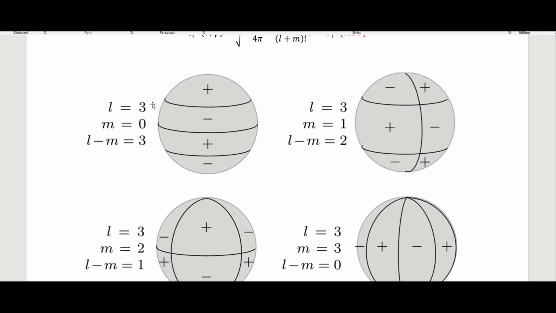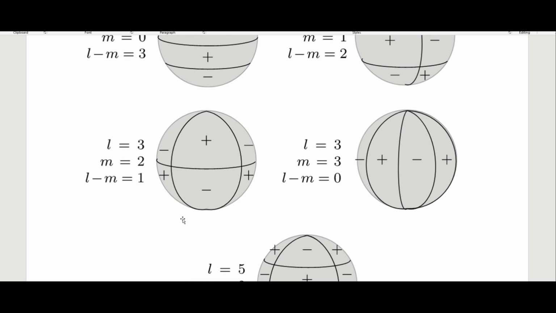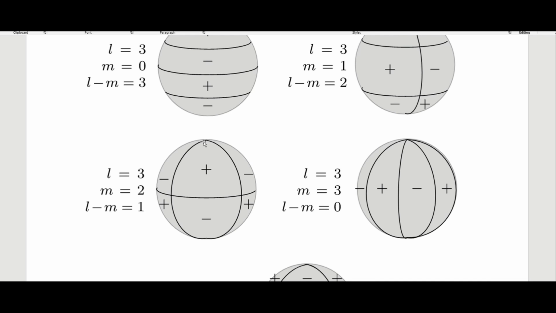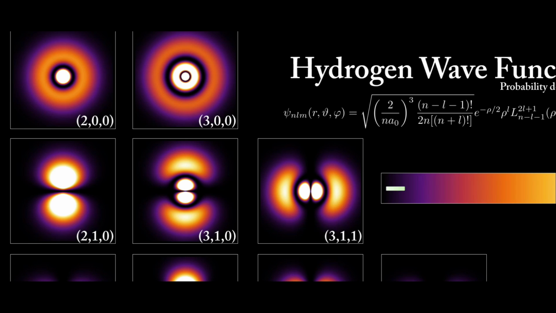So this has L equals 3, but what we would have is something that looks more like this. If we ignore these lines of longitude on here, we would have a top that is all positive and a bottom that is all negative. And this line around the equator would be 0. There would be 0 wave function there. And that is how we end up with zero wave function right here.